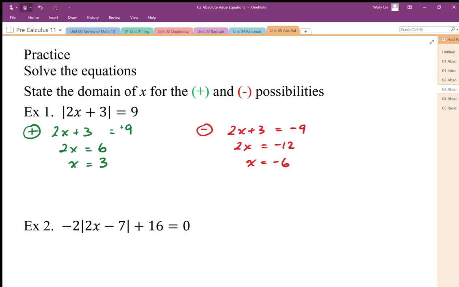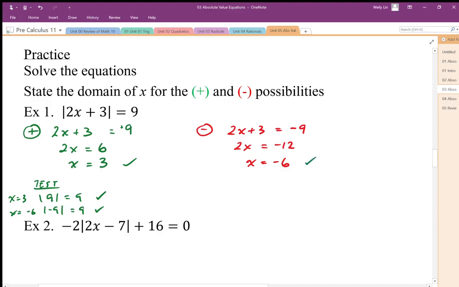So I'm going to test it. If I plug in x equals 3, I get 6 plus 3, absolute value of 9 equals 9. Check. That's a good solution. Now I'm going to test x equals negative 6. I get negative 12 plus 3 is negative 9, and the absolute value equals 9. Check. Those are both good solutions.